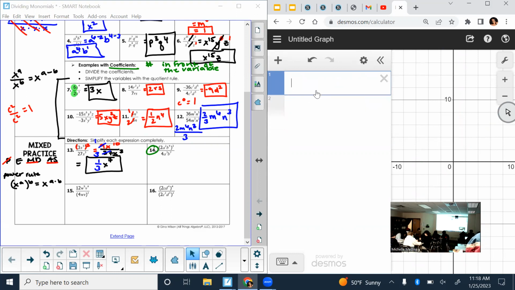But the fraction part, like 9 over 27, if you're not good at simplifying fractions, put it into your calculator. When you get that decimal, press this fraction button, and that's already simplified for you. That's what we got by hand, but you could get it in the calculator if that's a struggle for you. All right, so finish number 14. I'll give you less than a minute.